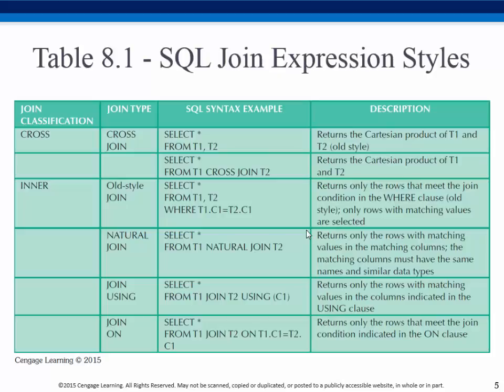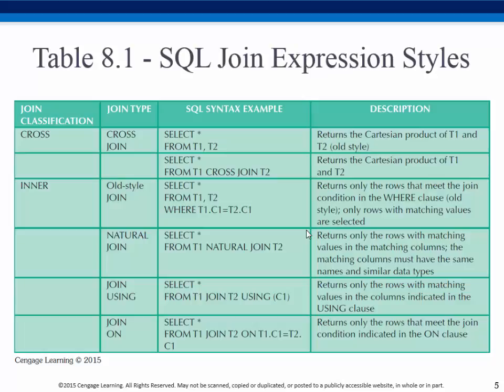Alright, here's that table that's in your book that goes over your joins. It gives you examples of the joins and what they would do. The cross join there at the top will return the Cartesian product of table 1 and table 2. The second one there will return the Cartesian product again. The old style join will return only the rows that meet the join condition in the where clause, where C1 and C2 matches in both tables. The natural join there will return only the rows with matching values in the matching columns.